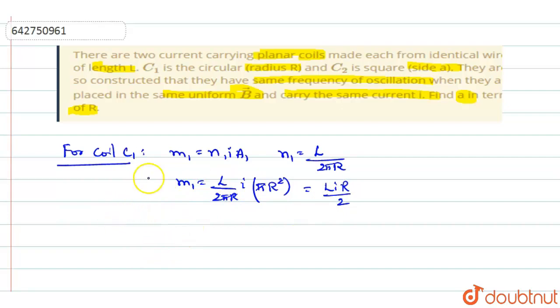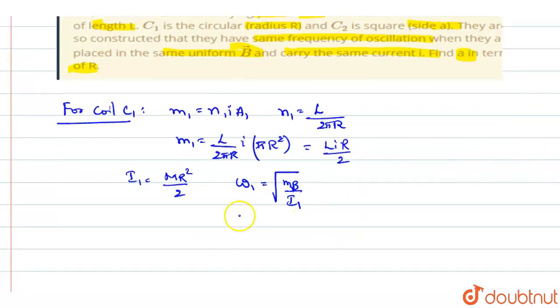Next, if I1 is the moment of inertia of the coil C1, then since it is a circular coil, I1 is equal to m r square by 2, which will be the relation for a circular coil. So omega 1, the angular frequency of this coil, will be equal to root of M1 B by I1. We shall retain it as it is, call it equation 1. Later on we shall substitute it.